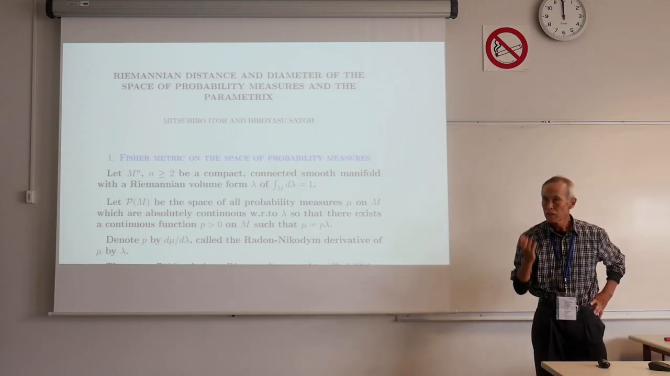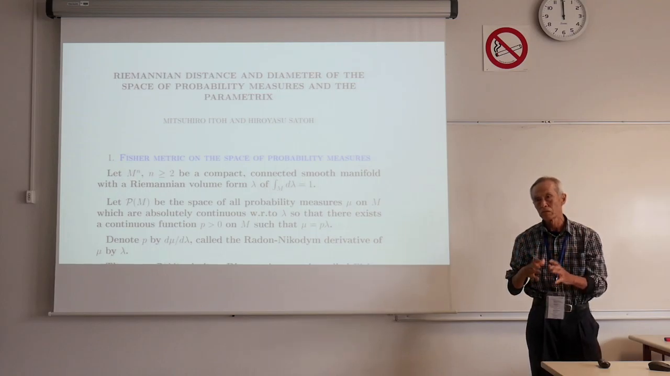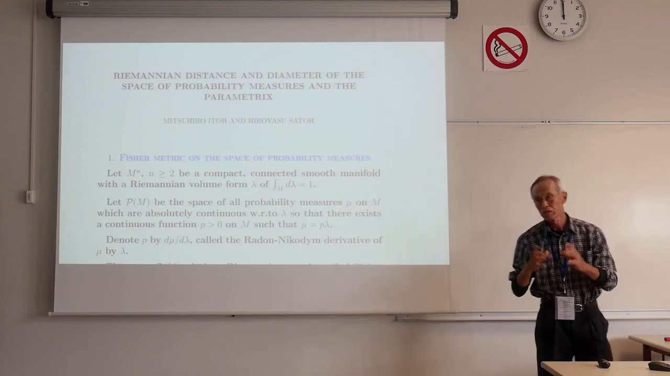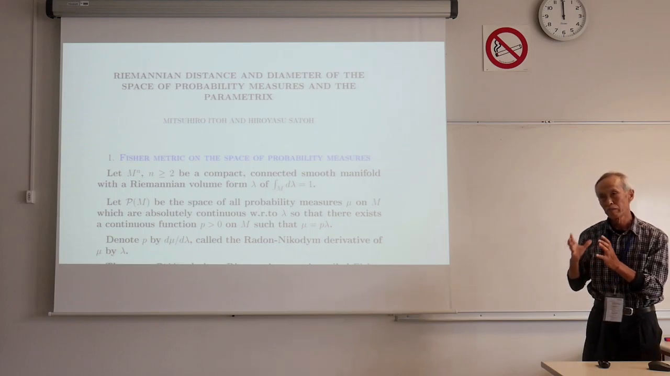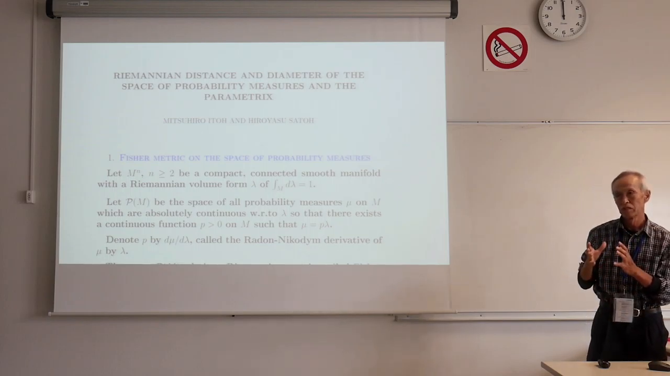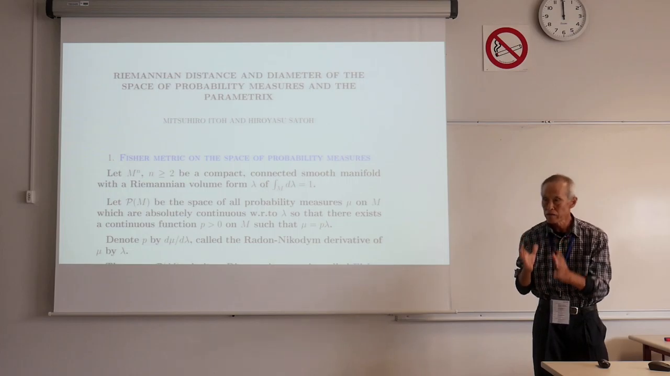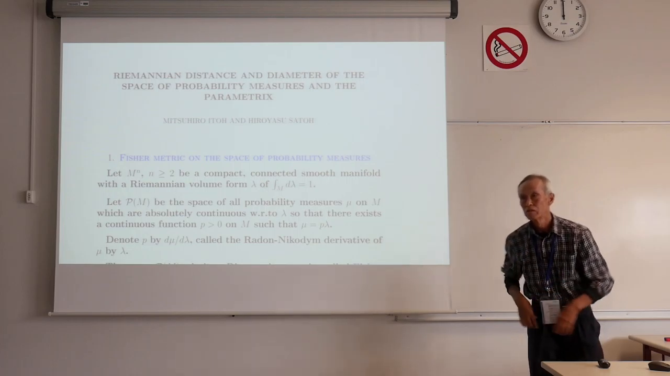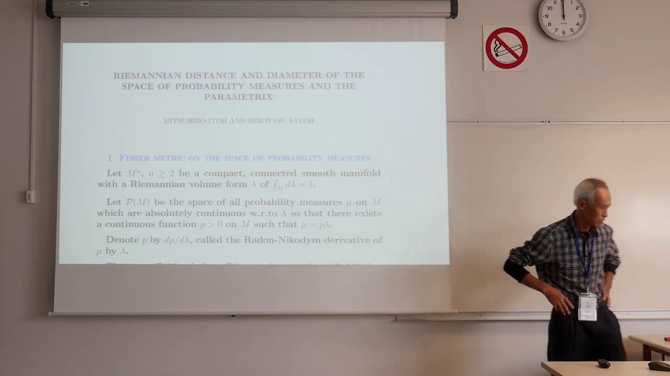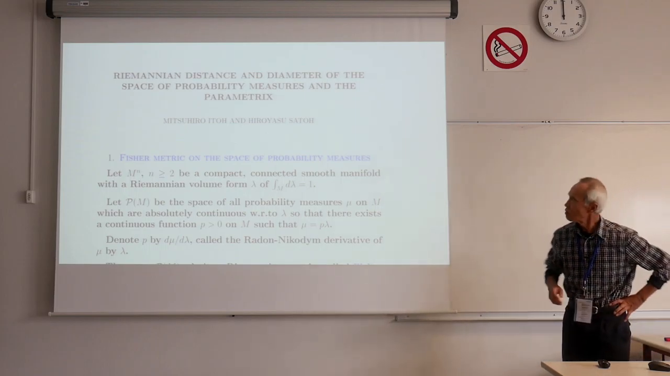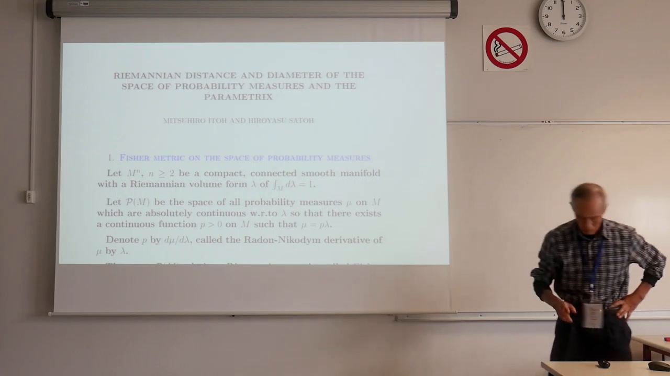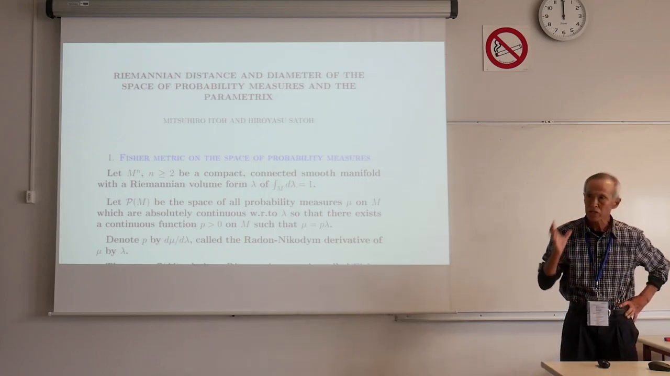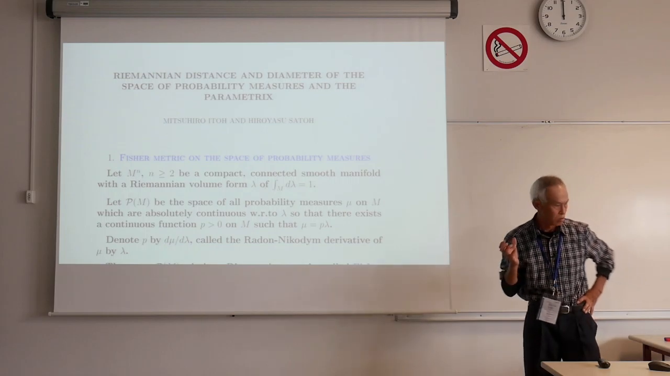But the parametrix is not so familiar in Riemannian geometry. Parametrix is just one approximation of the heat kernel on a finite manifold. But we can apply this parametrix, then we can find that the diameter is just some constant, just pi.